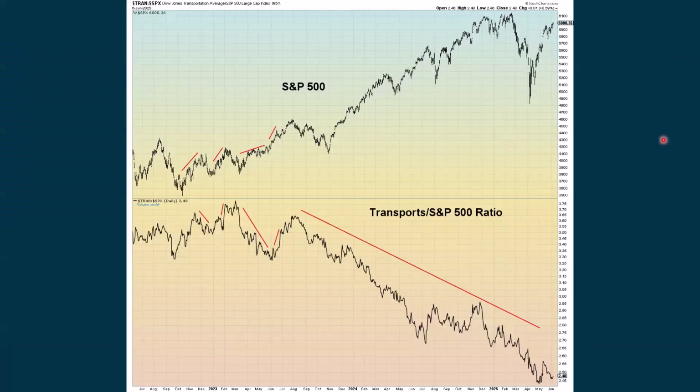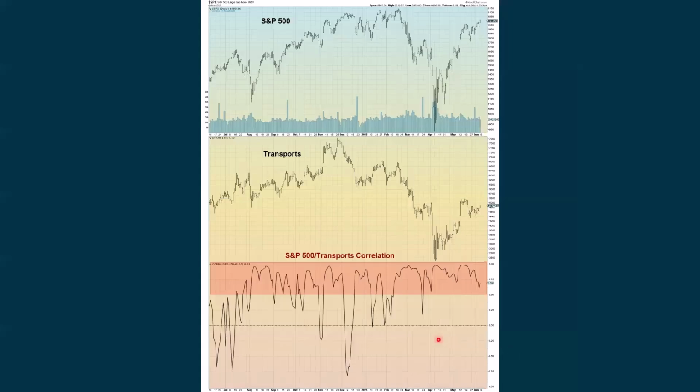And then we look at another ratio between the Dow transports and the S&P. When this is going down, that means the transports are underperforming. But we can see that the correlation between the two is fairly strong. So if the S&P is going up, generally transports are going up. It's just that the transports are going up less.